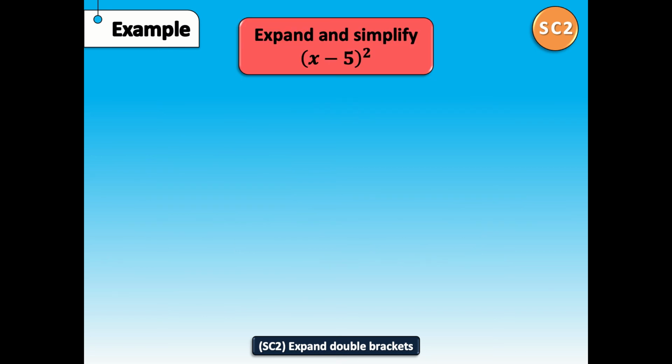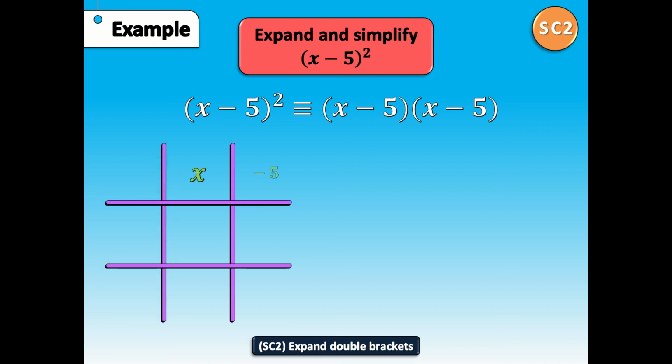Here's another example. This time we want to do x minus 5 squared. Now remember, squared means times by itself. So we want to do x minus 5 times x minus 5. So we set up a grid method. X times x is x squared. Minus 5 times x is minus 5x. X times minus 5 is also minus 5x. And minus 5 times minus 5 is positive 25.